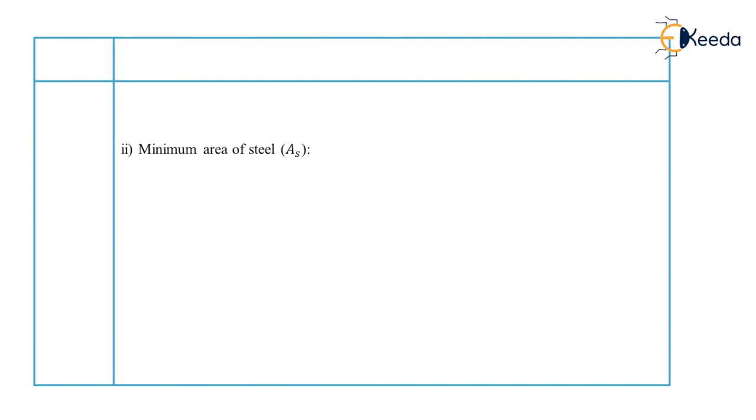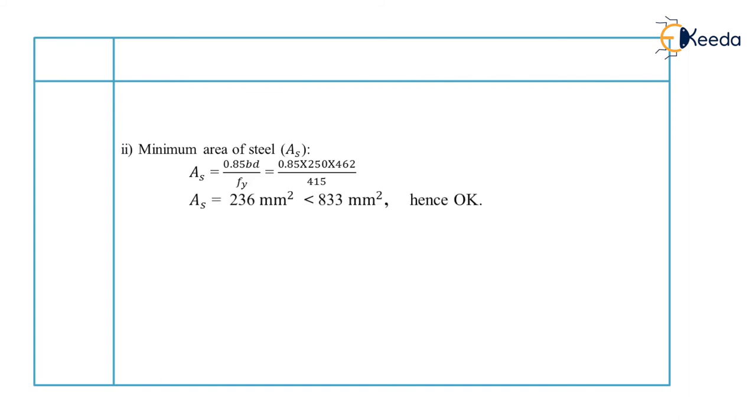Okay, now we will check the minimum area of steel. We know the formula for minimum area of steel is equal to 0.85 into b into d upon fy. So 0.85 into 250 into 462 upon 415, the minimum area of steel is equal to 236 mm², which is less than the area of steel required. Therefore, our section is safe and our section is okay.